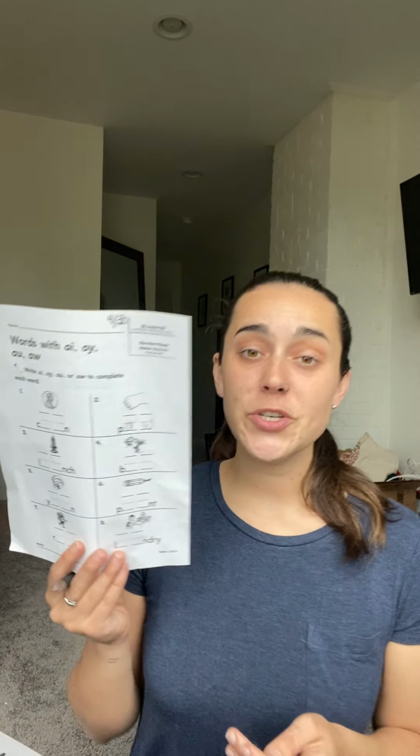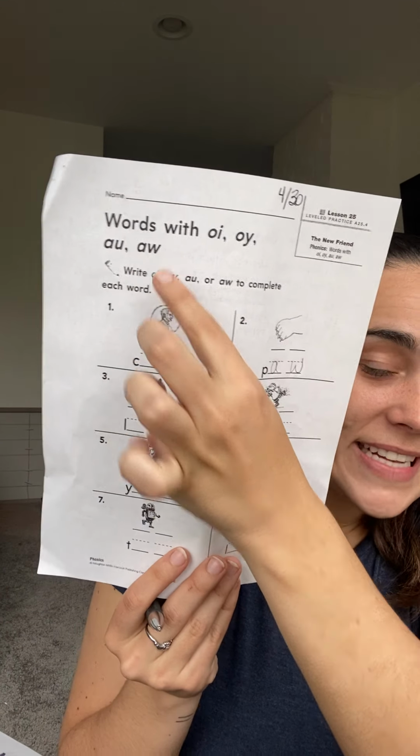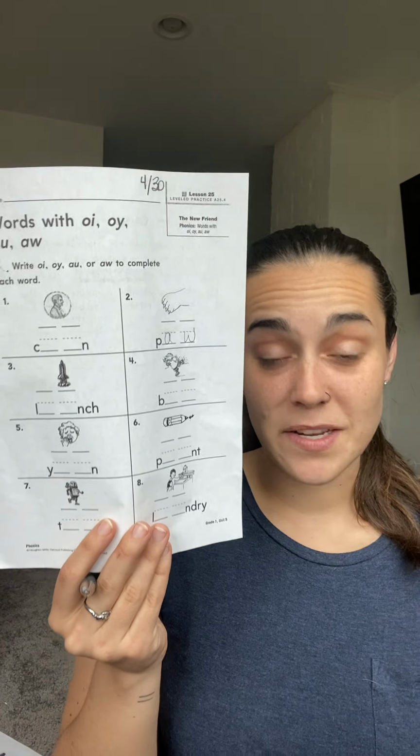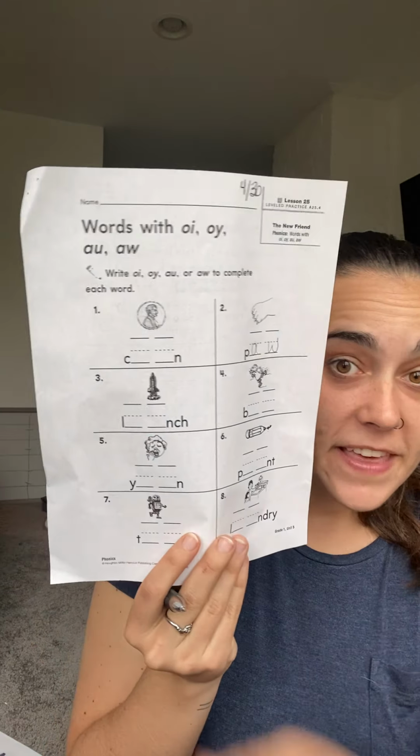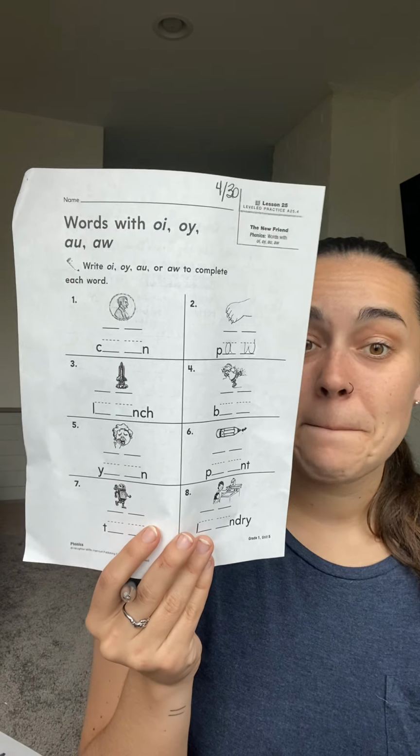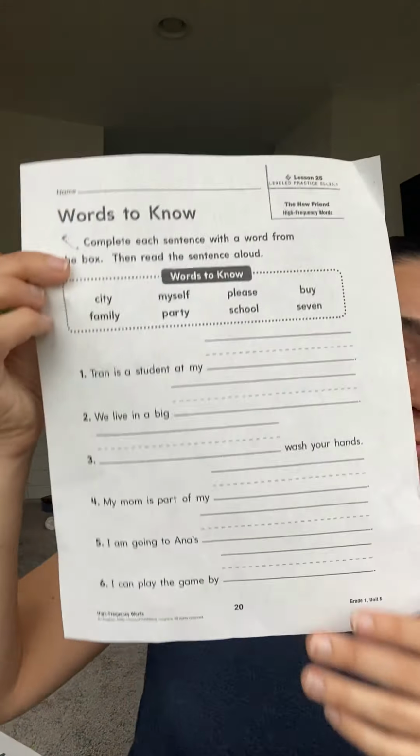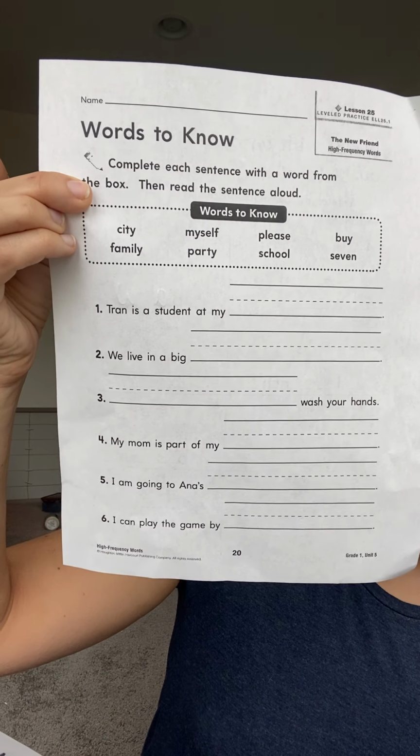AW, yeah. Most of the time, almost all the time, you will do OY and AW at the end. Most of the time, okay? These two, AU and OI, will happen in the middle. Alrighty. The back page, you just need to read these sentences and fill in the correct words to know.